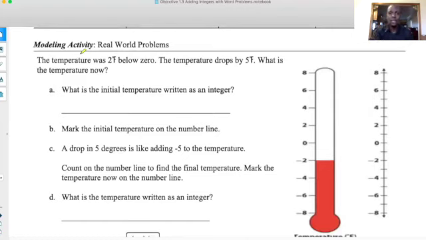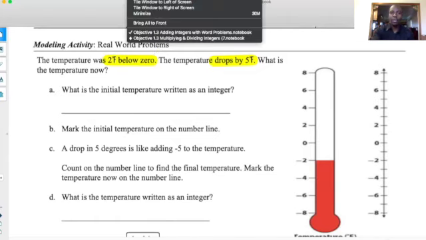So it says the temperature was 2 degrees below zero. I see that word below. I'm going to highlight not only below, I'm actually going to highlight the 2 degrees as well: 2 degrees below zero. Then it says the temperature drops by 5 degrees, so I'm going to highlight drops by 5 degrees. What is the temperature now? The things I highlighted are the important information. Those indicate some integers that I'm going to need to use in order to solve this problem.